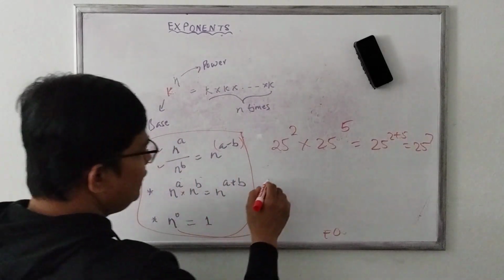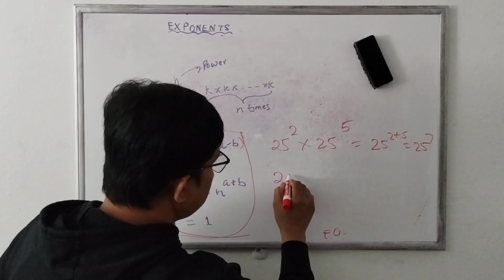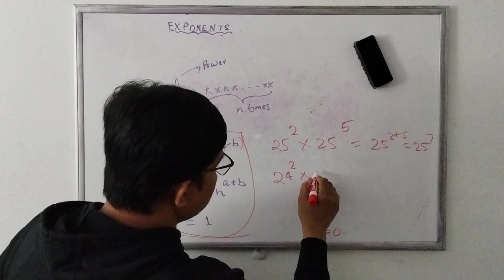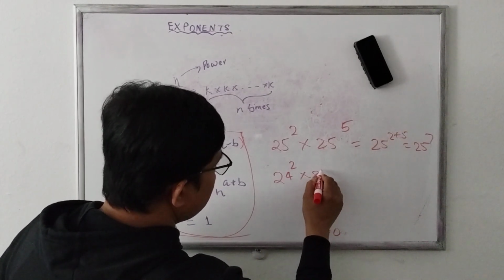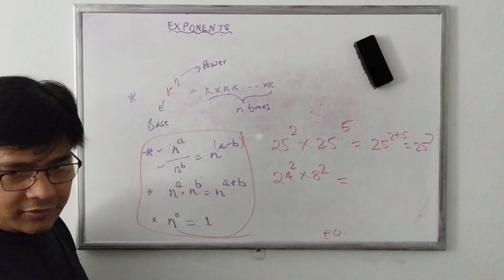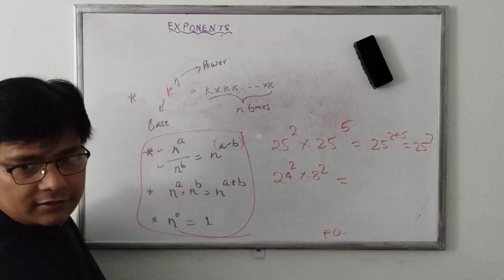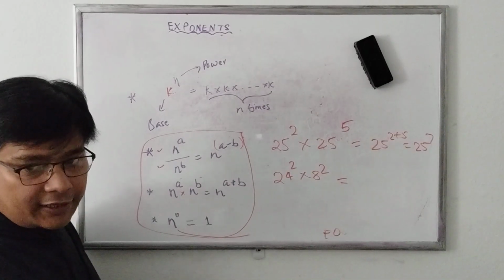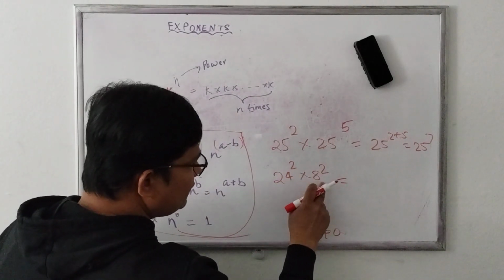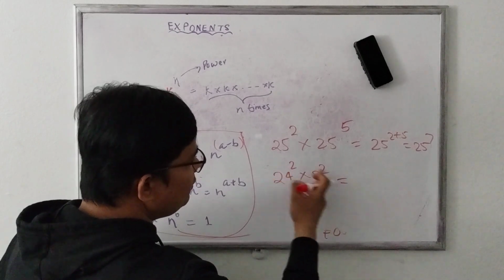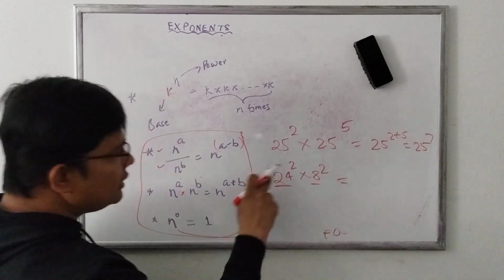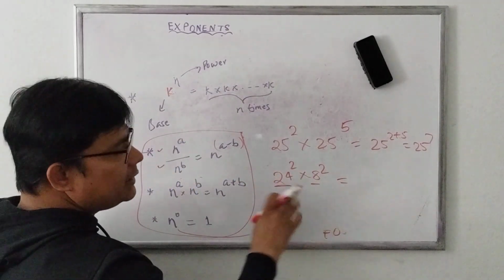Now another example. Let's say you have 24 square times 8 square. Can you do this? Can you sum the exponents? No. The base should be the same. Then only you can sum the exponents. If the bases are different, you cannot sum the exponents. So here you cannot say 24 power 2 times 8 power 2 is equal to 8 power 2 plus 2 or 24 power 2 plus 2. No, that's wrong. When you have to sum the exponents, the base must be the same.